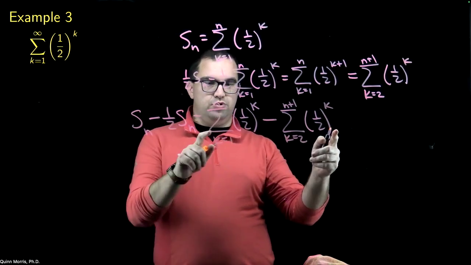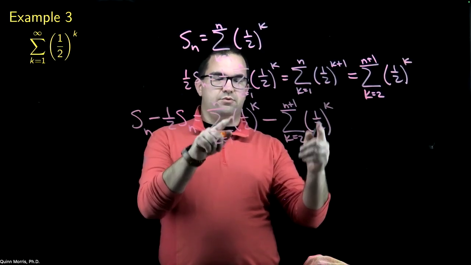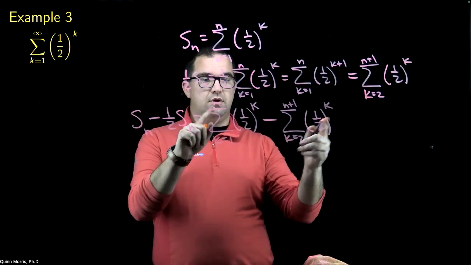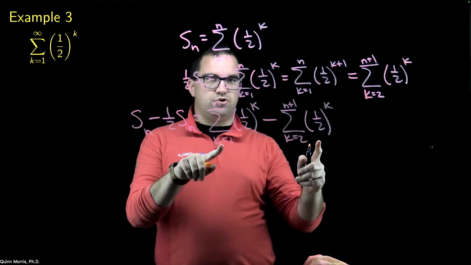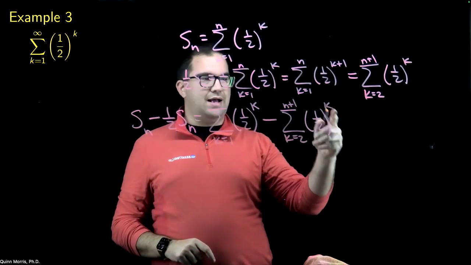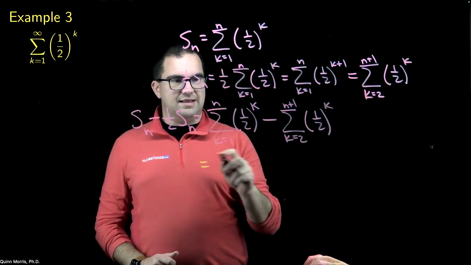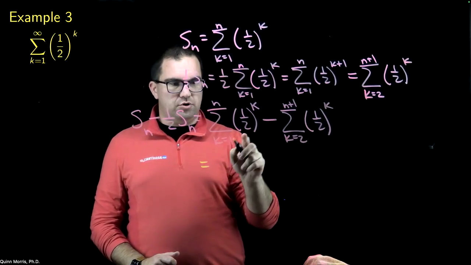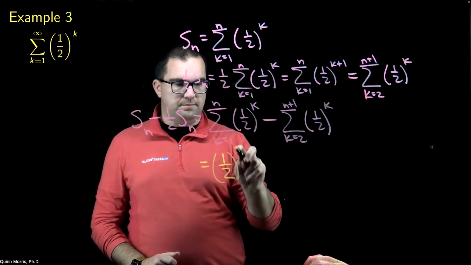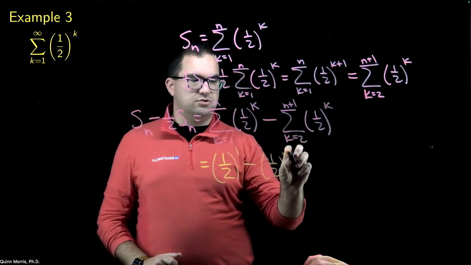When k is equal to 2, these terms will cancel out. When k is equal to 3, they'll cancel out. When k is equal to 4, they'll cancel out. When k is equal to n, they will cancel out. But when k is equal to 1, I don't have a term here for this to cancel out with. And when k is equal to n plus 1, I don't have a term over here to cancel out with. So you're going to get a lot of cancellation, except you're not going to lose the k equals 1 term here, and over here, you're not going to lose the k equals n plus 1 term.